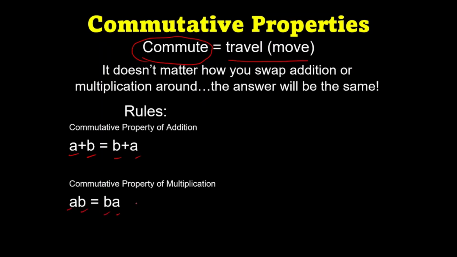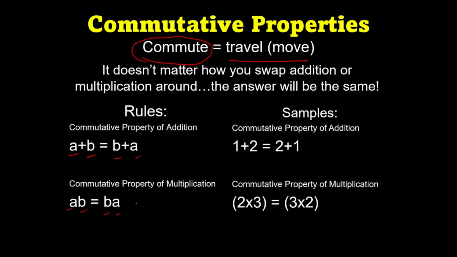Let's have an example para ma-visualize ninyo. So, let's say for example, si A natin ay 1, si B natin ay 2. So, A plus B is the same with B plus A. So, 1 plus 2 is 3. And 2 plus 1, yung kabaligtaran niya, is also 3. So, that means, kay commutative property of addition, kahit paano mo pa sila ipwesto, as long as the same yung number na pinag-a-add natin, we will get the same answer.